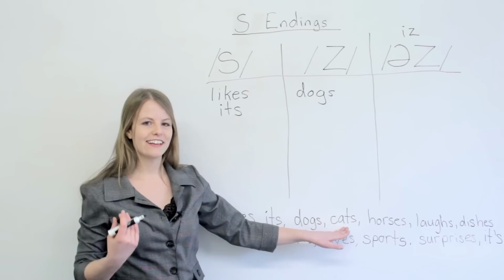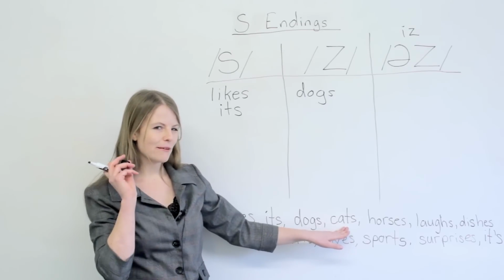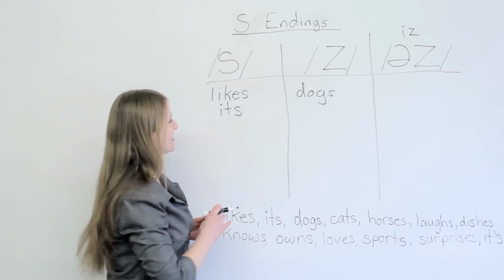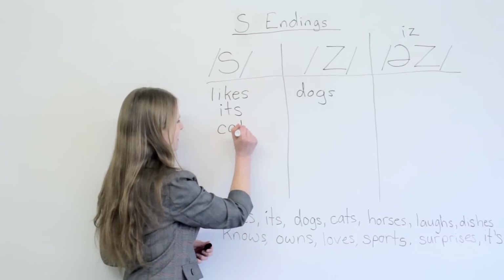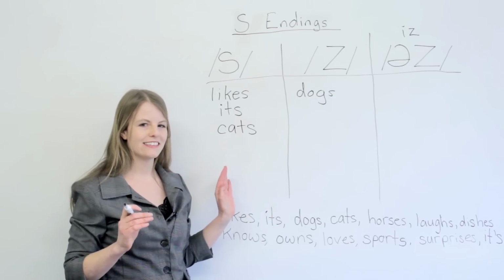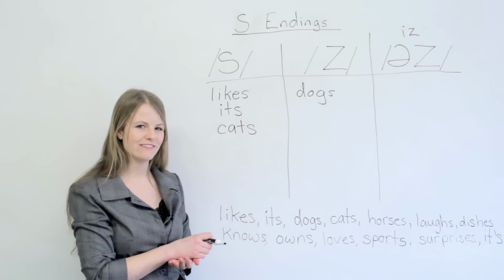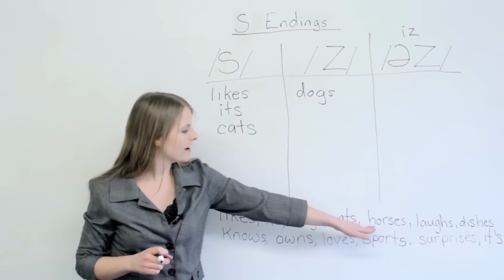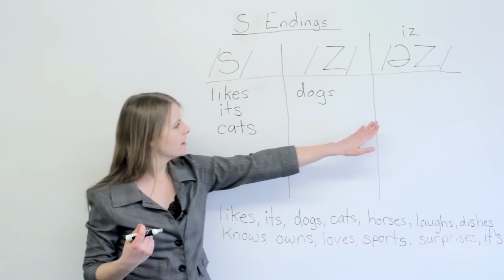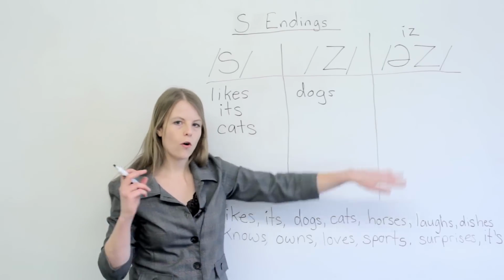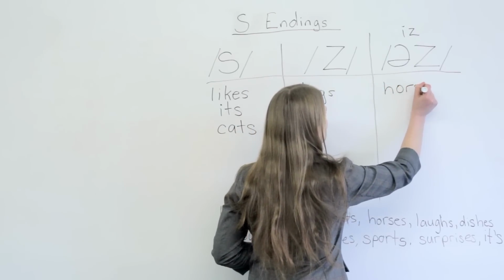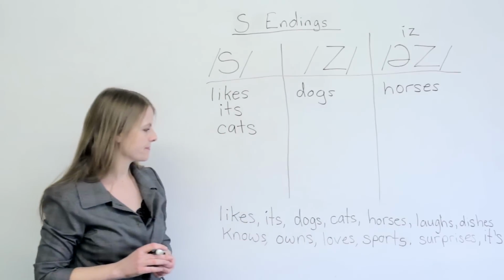Cats. Cats. So sometimes it's a little difficult to hear the ending. I want you to try really hard. Cats. So listen to the difference. Dogs. Cats. Do you hear the difference in the S pronunciation? Okay. And then we have horses. Horses. So this is a case of the is sound. Horses.